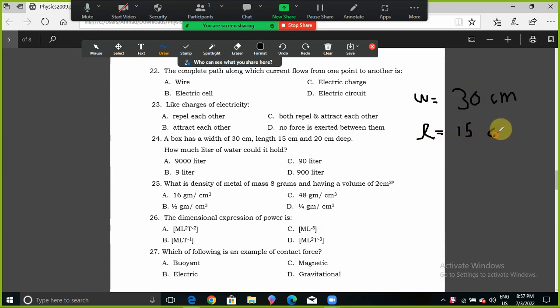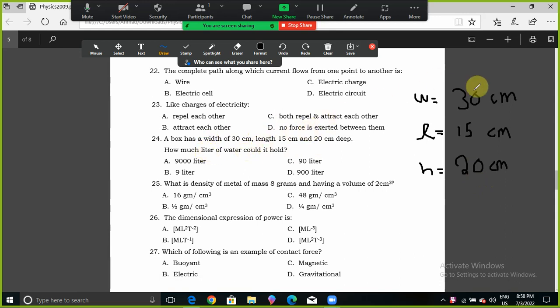We have 15 centimeter, and in height, we have 20 centimeter deep. How much liter of water could it hold? First of all, we'll find the volume. After finding the volume, we can convert it into liter.